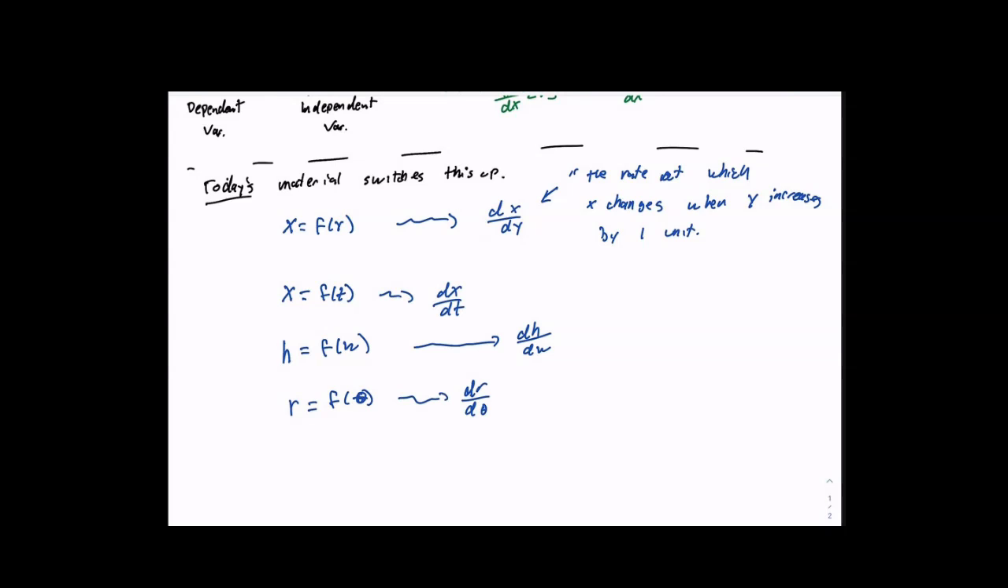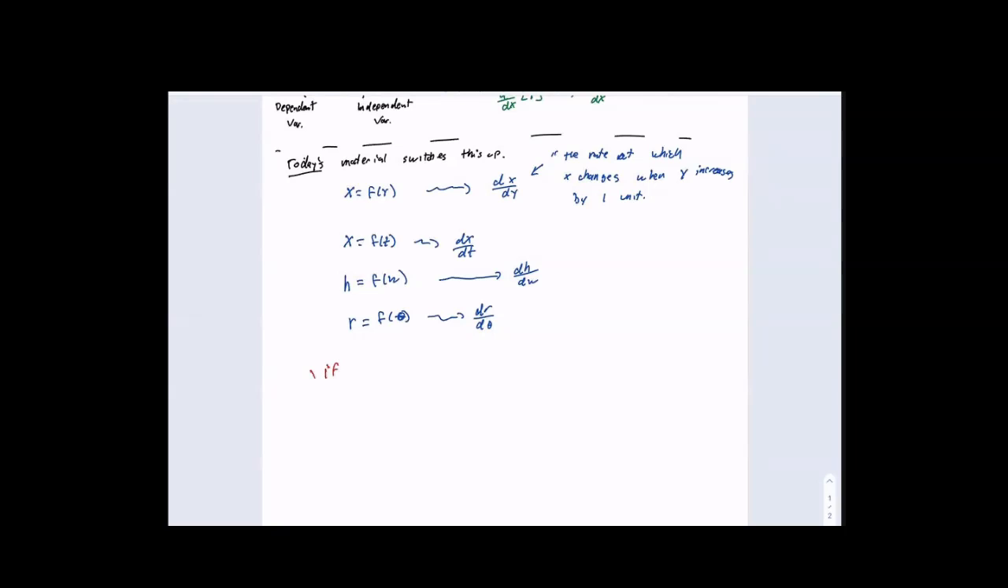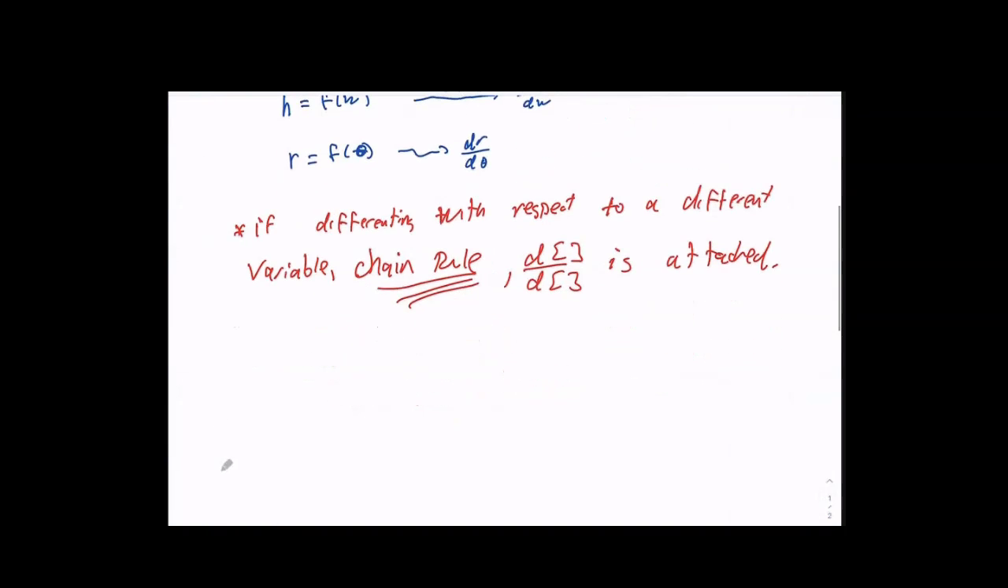So the key aspect here is that if differentiating with respect to a different variable, don't forget the chain rule. D, the variable, is attached. So if the variable is the same, then you don't have anything extra that works.